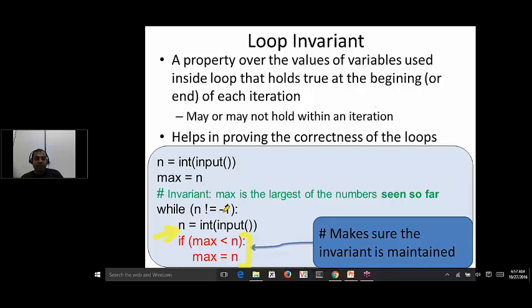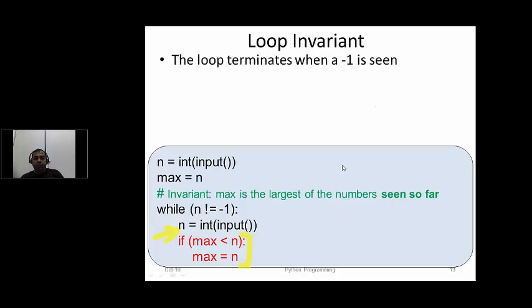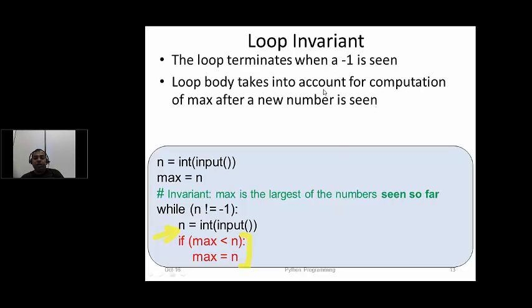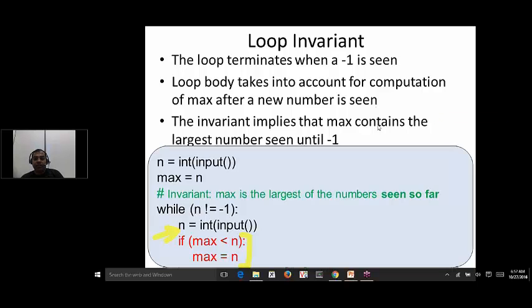that whenever I come out of this loop, n has to be -1, and my loop invariant tells me that max is the largest number seen so far, and the last number seen is -1. So together all three conditions tell me that my program is correct. So the loop terminates when a -1 is seen, and the loop body takes into account the computation of max whenever a new number is seen. So together these tell me that my program computes the maximum of all the numbers correctly.